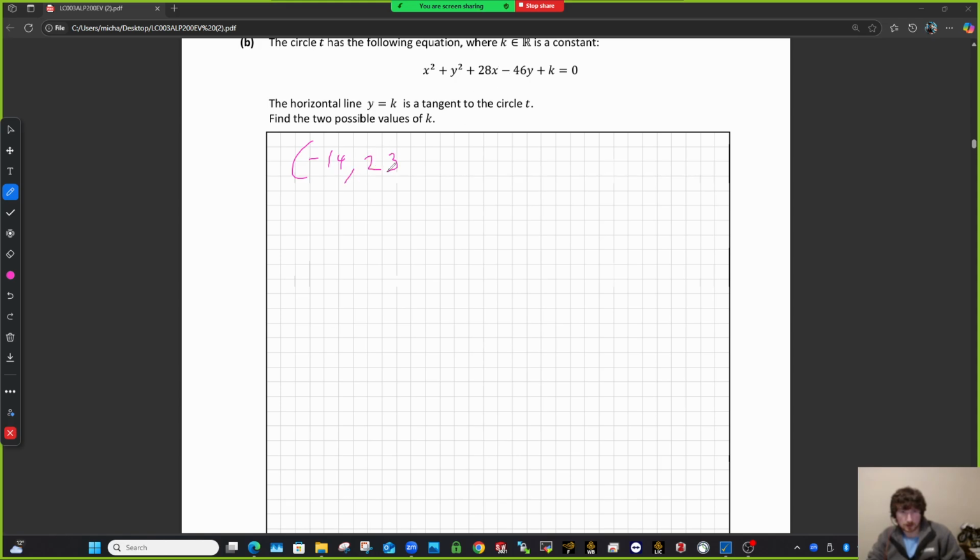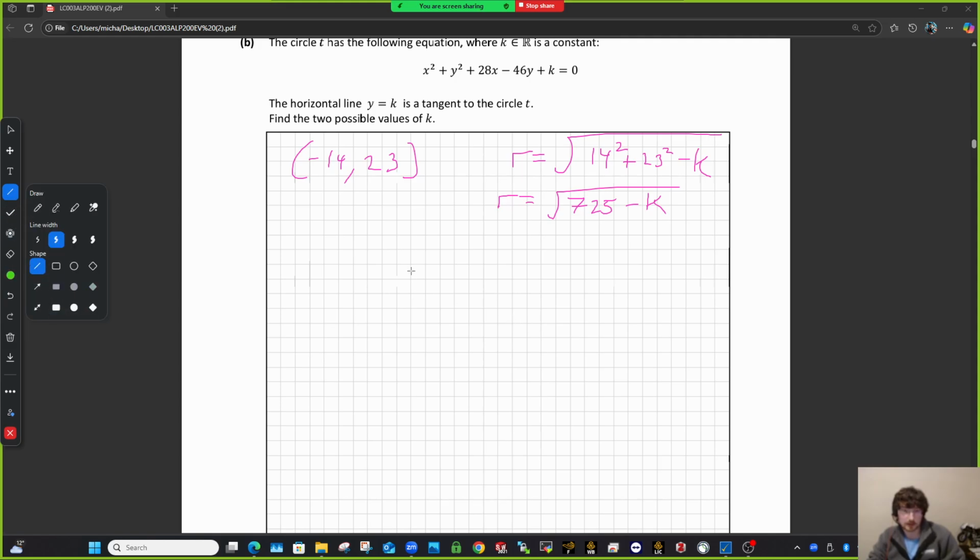Plus 23 on the y, and then the radius. The radius is equal to the square root of, it doesn't matter about the signs here because you're squaring, 14 squared plus 23 squared, and then minus c, so that's a minus k there. When you tidy that up in your calculator, you get the square root of 725 minus k. So we know information about the circle now. So we're going to do a sketch of this.